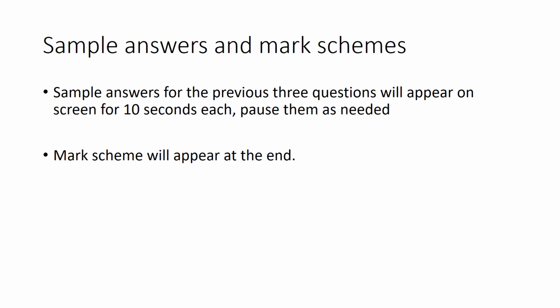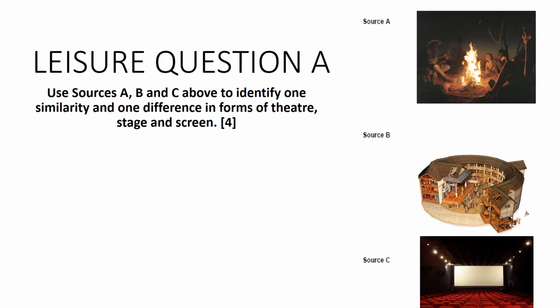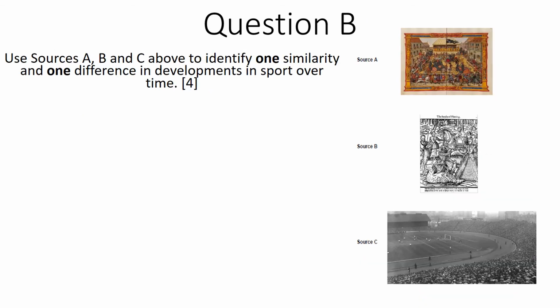You're now going to see 2 practice questions with their sample answers. Use sources A, B, and C above to identify one similarity and one difference in forms of theatre, stage, and screen. Use sources A, B, and C above to identify one similarity and one difference in developments in sport over time.